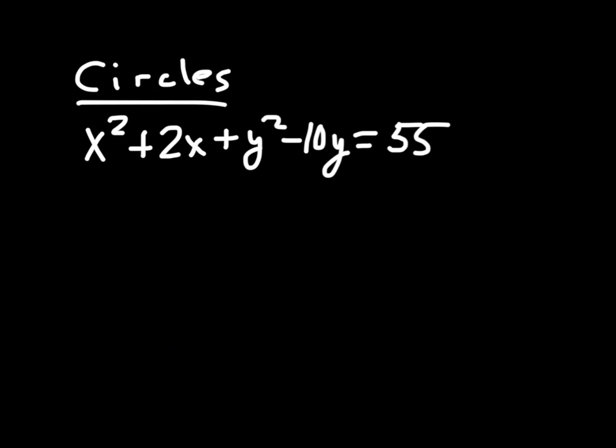All right, let's take a look at a tough one. This one is not in a nice, easy form. I mean, it is an equation of a circle because the x is being squared and the y is being squared.